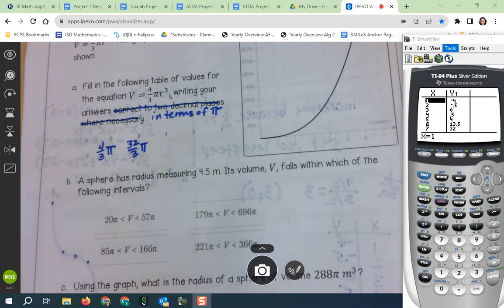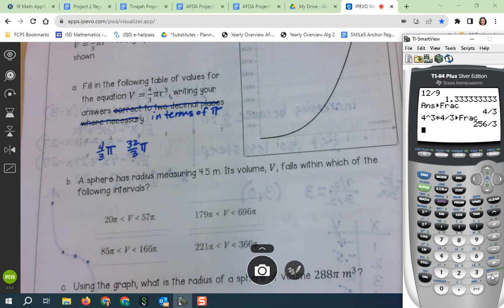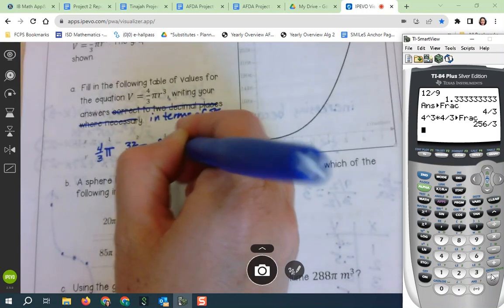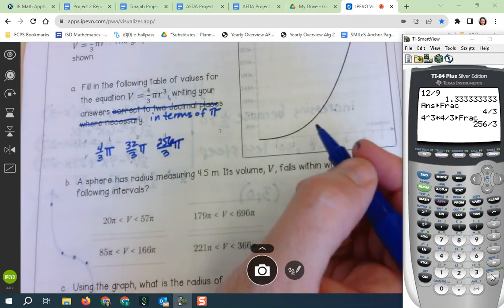You're going to do 4 cubed. Oops, I'm not in there. Second, quit. So 4 cubed, and then we have to multiply that times 4/3. And then you can go math fraction. Notice I didn't put the pi in there because we're going to just leave the pi in our answer. So we get 256 over 3 pi.